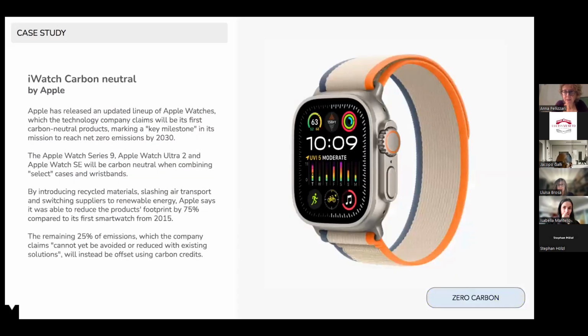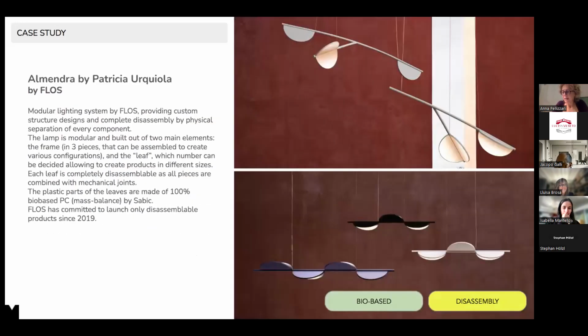So I go back again. Okay, so this is also an interesting case study. This is a lamp from Flos. You all know Flos, I'm sure. This lamp is Almendra. It is designed by Patricia Urquiola.